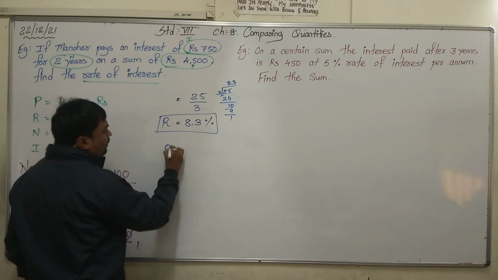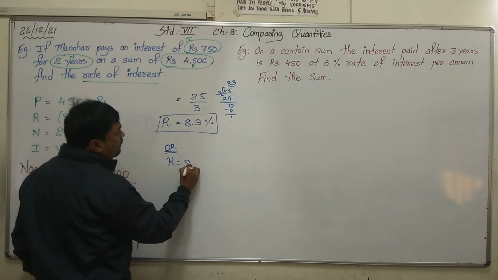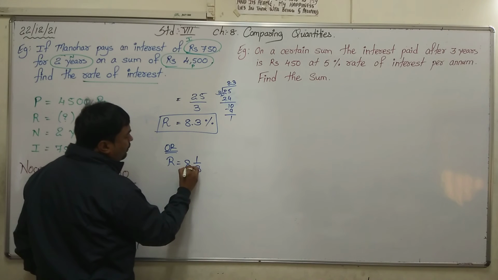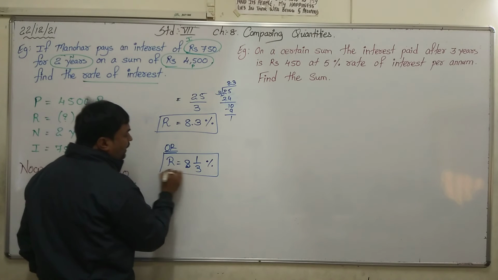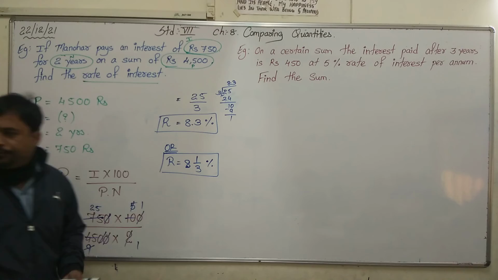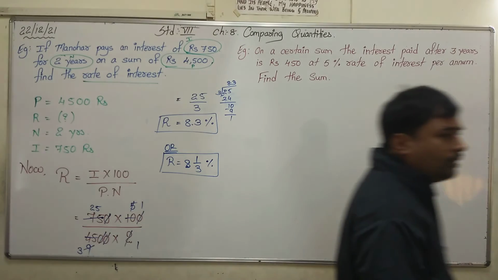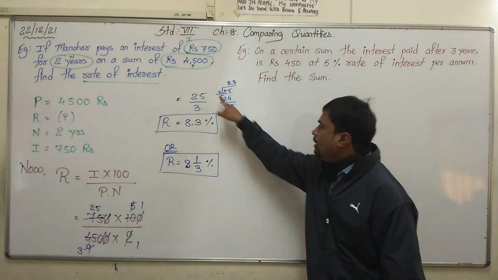Or if you want to write in this manner, that is 8 integer 1/3%. That will also work. Fraction form will also work if you have difficulty. Right? Is it clear? Where did 8 integer 1/3 come from? This 8, this 1 and this 3.